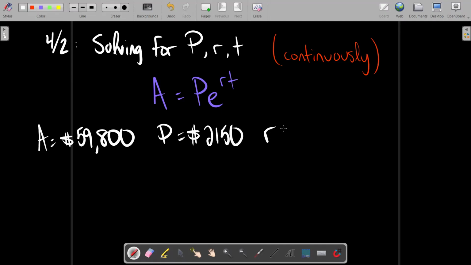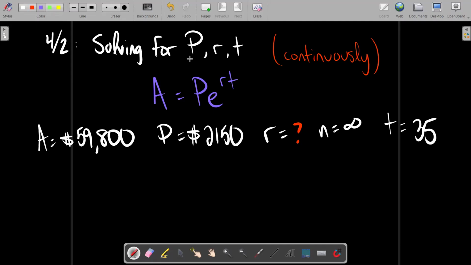The interest rate is what we don't know. And then the n is, of course, continuous. So n is like infinity, I guess you could say. And then the time will be 35 years. So having said that, again, as a word problem, this would say what interest rate would be required for an investment of 2150 to result in $59,800 after 35 years of continuous compounding. That would be the word problem version of this.